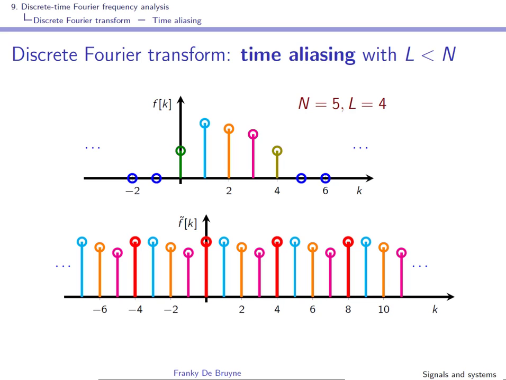Well, here you have a case where L is smaller than n. L is equal to 4, where you have 5 data points, and of course if you repeat this section every 4 and you add, well, you will have indeed superposition of the motive and you will have time aliasing. So it is clear that L should be larger or equal to n. Okay, and taking L larger than n will involve zero padding.